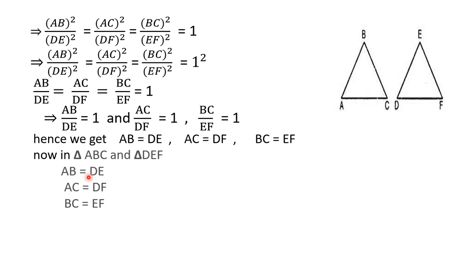So in these two triangles ABC and DEF, AB is equal to DE, AC is equal to DF, and BC is equal to EF. So all the three sides are equal. That means by SSS, side congruency criteria, triangle ABC is congruent to triangle DEF, and hence it is proved that when these two triangles are similar and their areas are the same, they are congruent.